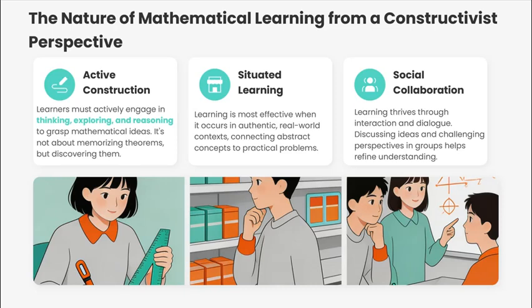Second, situated learning. Learning is most effective when it's rooted in real-world context. Abstract mathematical concepts gain true meaning when they are connected to practical problems and situations that students encounter in their daily lives. This approach avoids the pitfall of learning empty symbols and promotes a much deeper, more meaningful understanding.